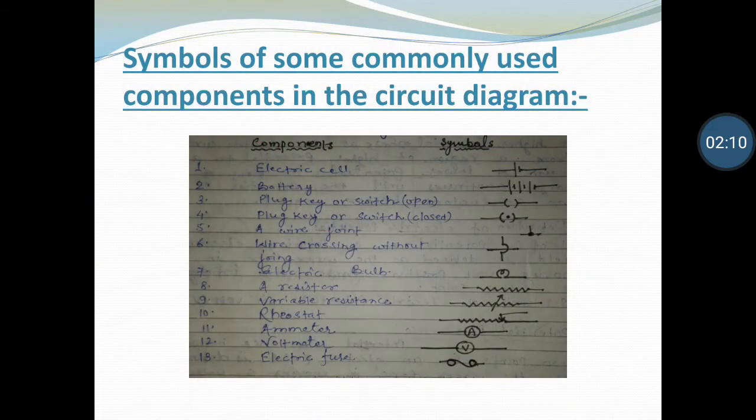These are the symbols of the commonly used components in the electric circuit diagram. First one is electric cell, battery, plug key, open and close, wire joint, wire crossing without joining, electric bulb, resistance, variable resistance, rheostat, ammeter, voltmeter and electric fuse.